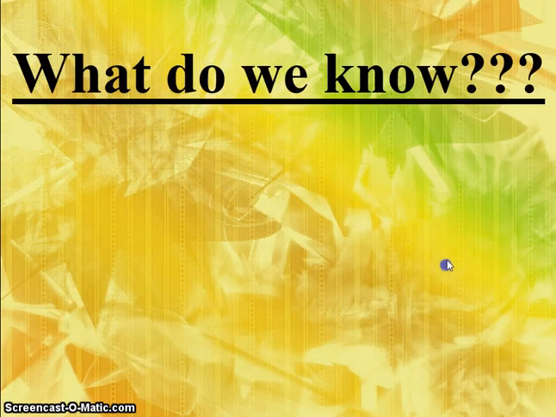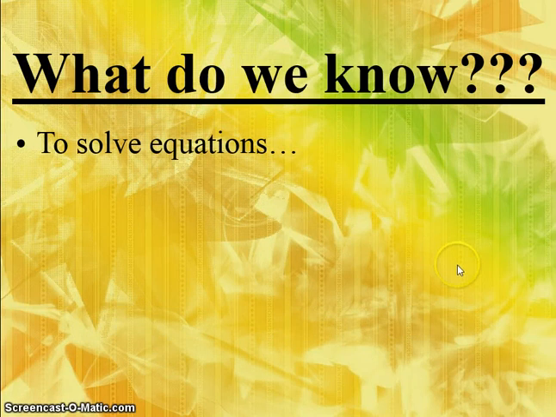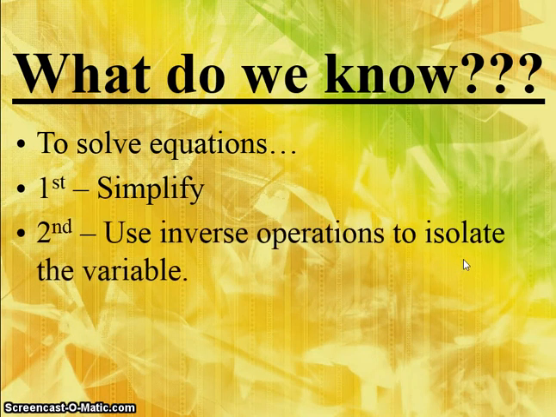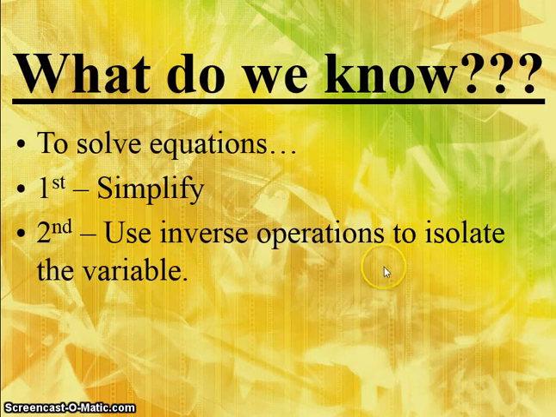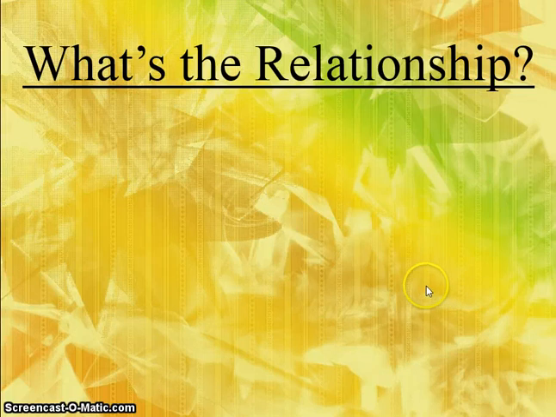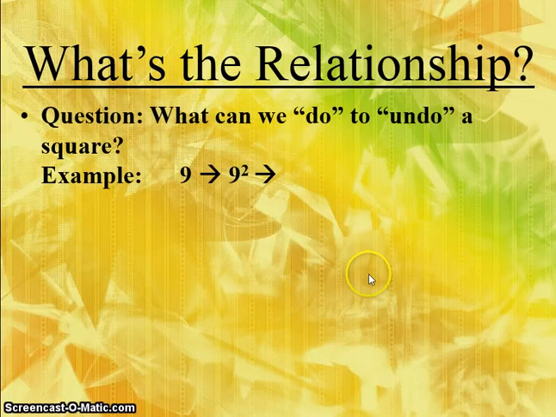Now think about what we already know. We already know that to solve equations, we first simplify. And second, we use inverse operations to isolate the variable. The same is true when our equations have squares and square roots. We will use inverse operations to isolate the variable. Let's first talk about the relationship between squares and square roots.